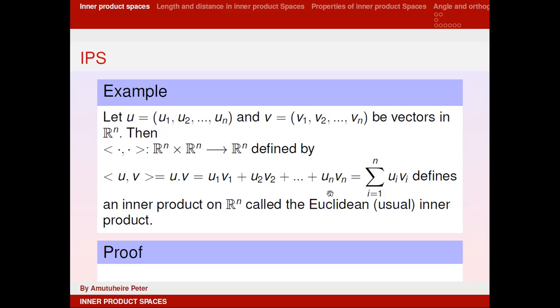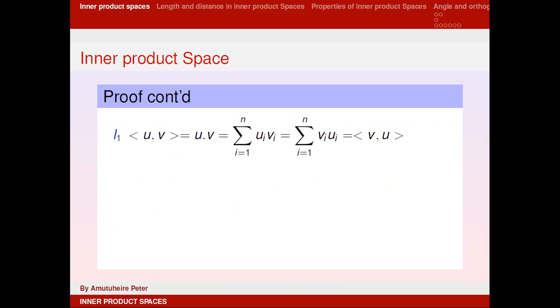Now, to prove that the vector space Rn with this inner product defined like this becomes an inner product space, we need to check the other axioms, I1, I2, I3 and I4. So in the proof, we check the axioms. We are going to pick three vectors in Rn, that is U, V, and W, and then we pick a scalar lambda.